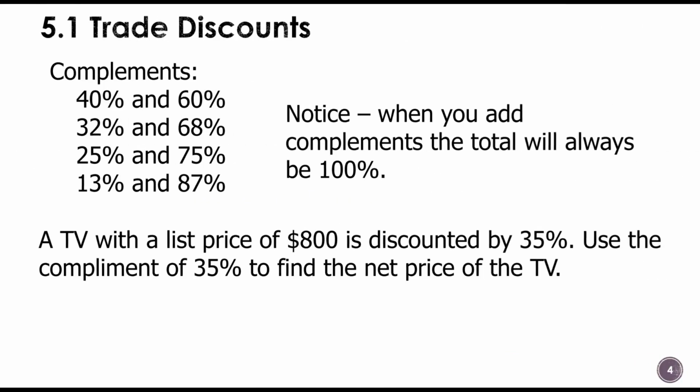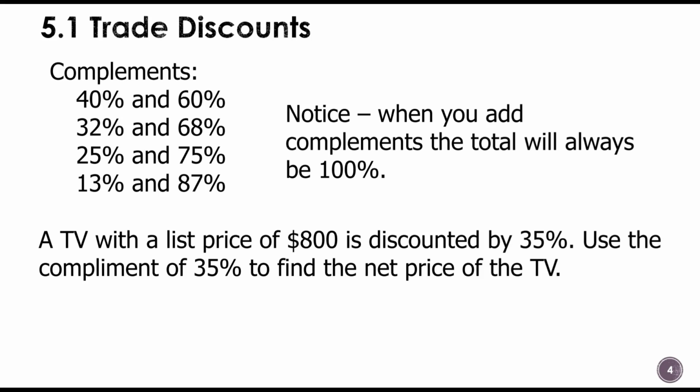So we can use complements sometimes, and we actually talked about some complements back in section 4.2 and 4.3, where we would subtract from 100% and use the percent that we got from that, which those are called complements. So if the 2% add up to 100%, those are complements. And you can see I have a list of some of these right here. And so it says a TV with a list price of 800 is discounted by 35%. Use the complement of 35% to find the net price.